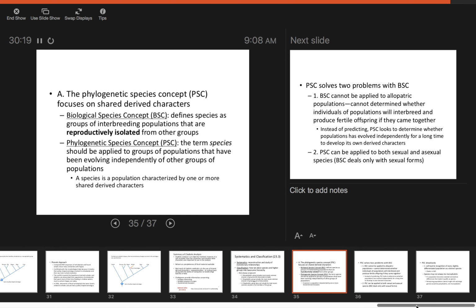So we talked about the biological species concept. Well, there's also a phylogenetic species concept, which means that species should be applied to groups of populations that have been evolving independently of other groups of populations. So it's basically just another definition of what a species is.